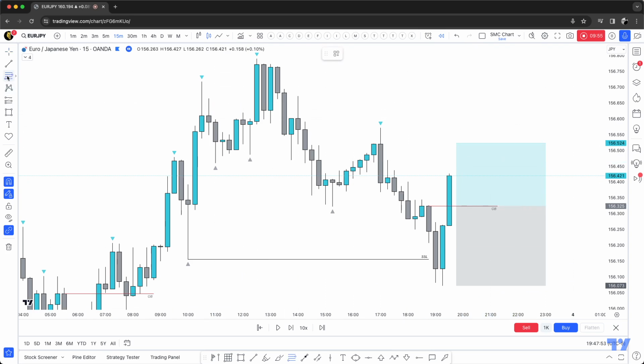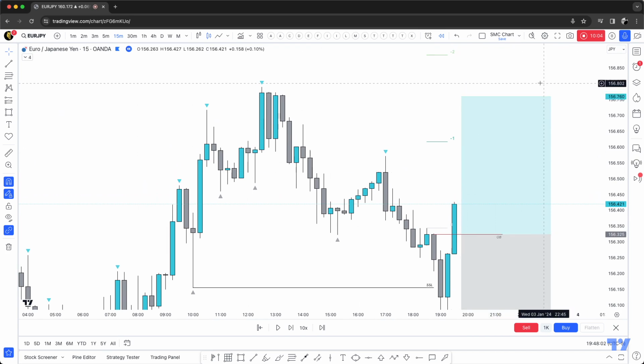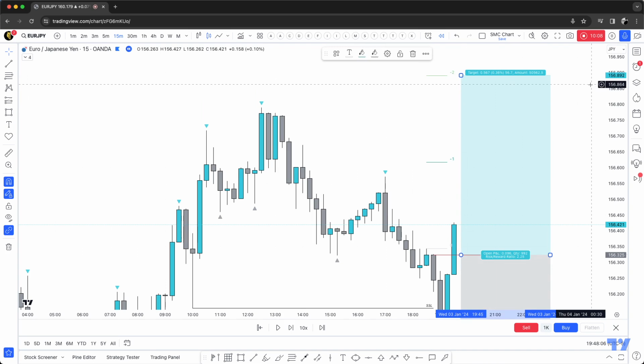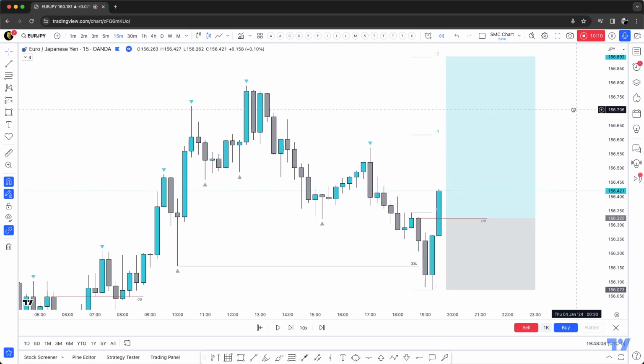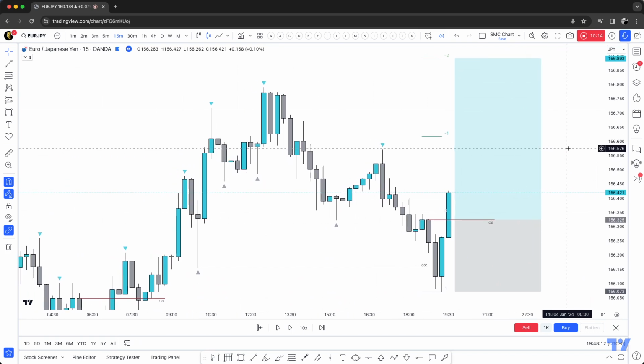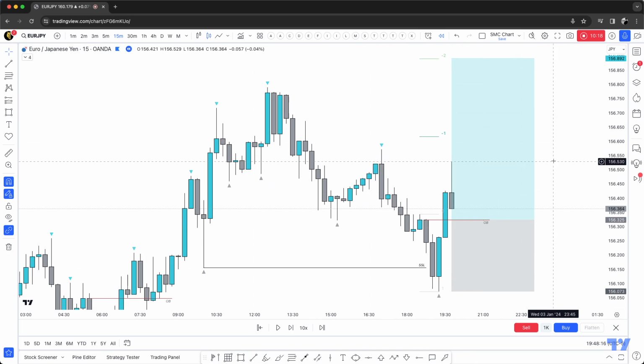And the target, I could use the fib from the low to probably this high, this last manipulation move. I can go on projections, and I could be targeting either this recent high or between 2 and 2.5 on the Fibonacci extension, somewhere there. This is going to give me a 1 to 2.2 risk to reward. Let's see what happens with the next candle.